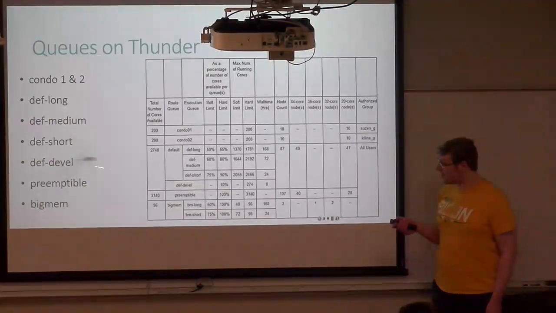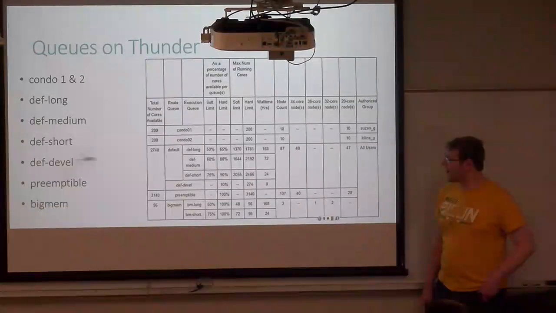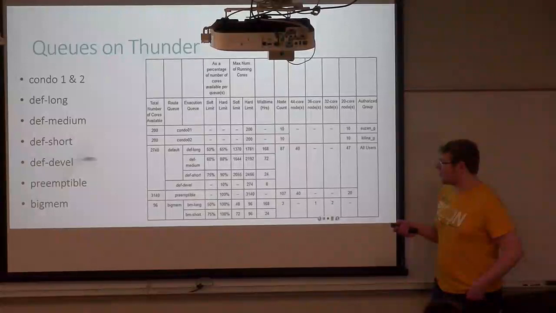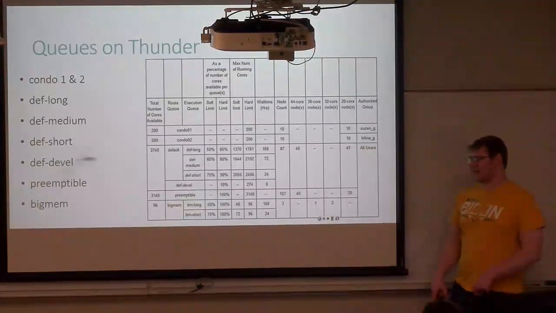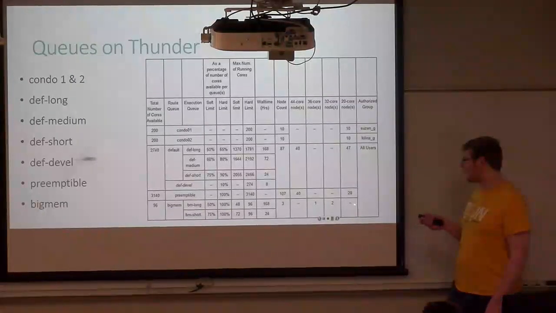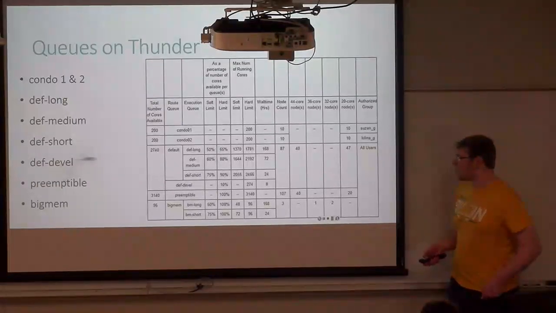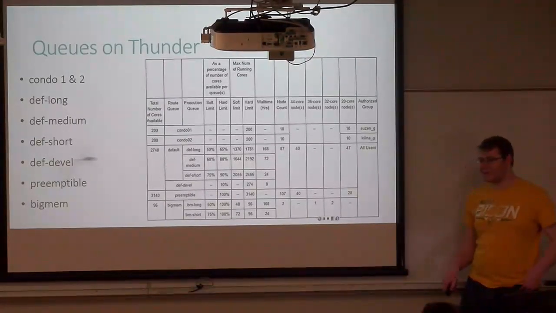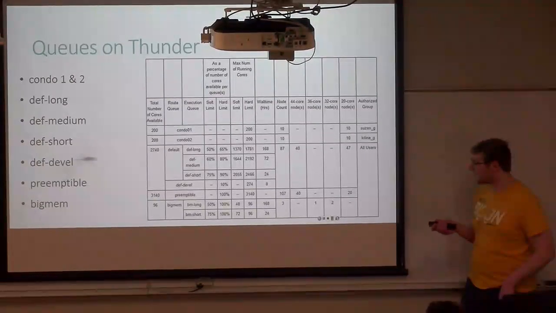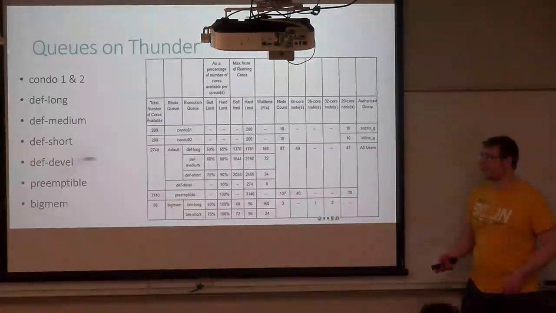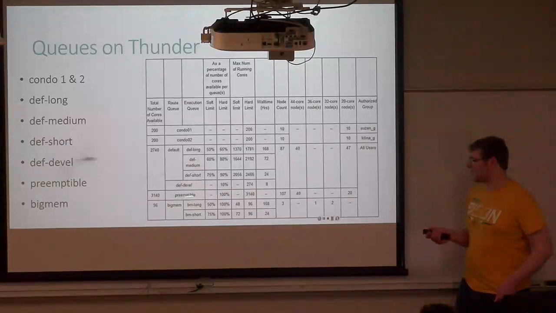So we have def devel, which I couldn't really find exactly what that's for. And then we have preemptable, which is a queue where basically your job can be preempted. However, in exchange, you can use up to 100% of the cluster, depending on how free the cluster is. And then we have Big Mem, which has a terabyte of memory per node. So that's useful if you're running a job that needs a lot of memory.